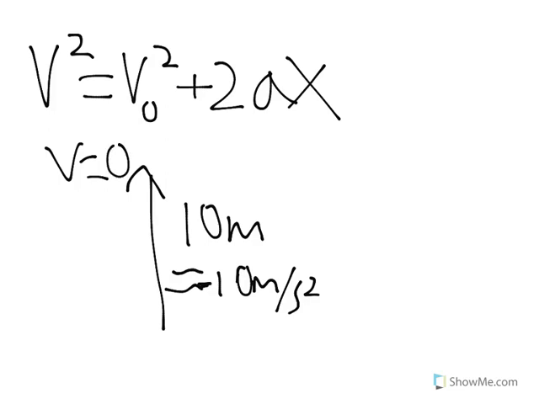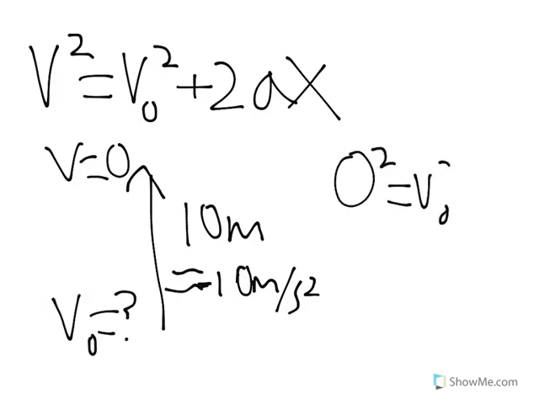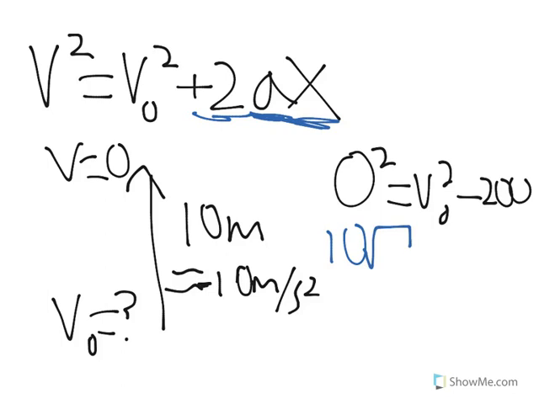So now we should be able to figure out the original velocity. We say 0 squared equals the original velocity squared, because we don't know what it is yet, minus 200. It's 200 because it's 2 times the acceleration, about 10, times the position, which is 10. So we add 200 to both sides, take the square root, and we end up with 10 square root of 2 as the original velocity. The original velocity is about 14 meters per second.